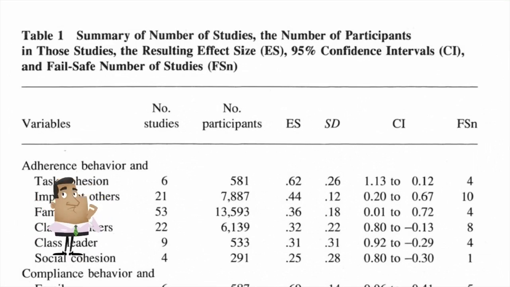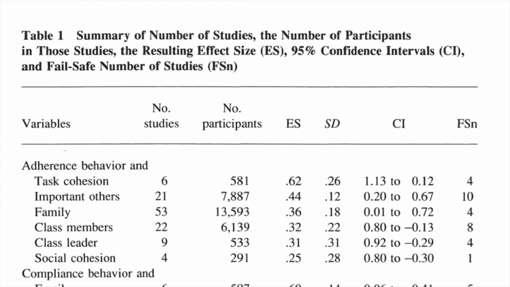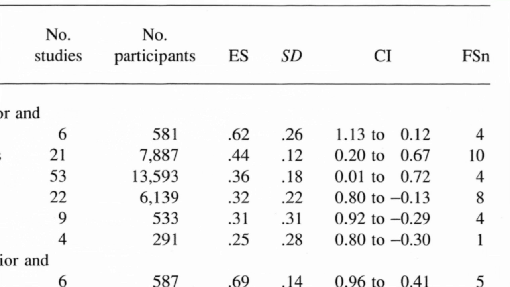Working your way across, the number of studies is obvious. That's really just the number of studies that looked at, say, task cohesion or important others. The number of participants is the pooled number of participants in those studies. So from these 6 studies, there's 581 participants that they used overall.